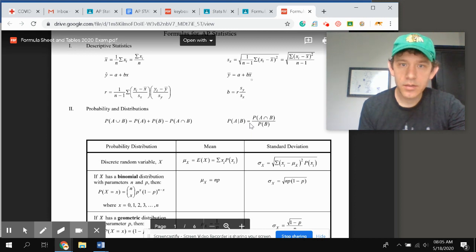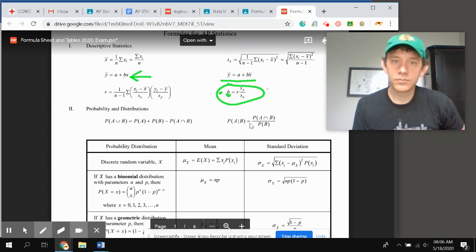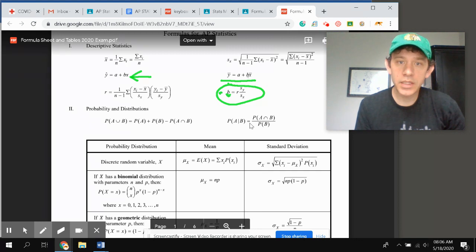When we look at this thing here, this is something you may not have been used to seeing. When it comes to the equation of a line, this is only something you would use if they gave you these things here: the standard deviation of y, standard deviation of x, and r. You would use that to calculate your slope. See how the b here is slope? That's the only time you would ever need to deal with that.